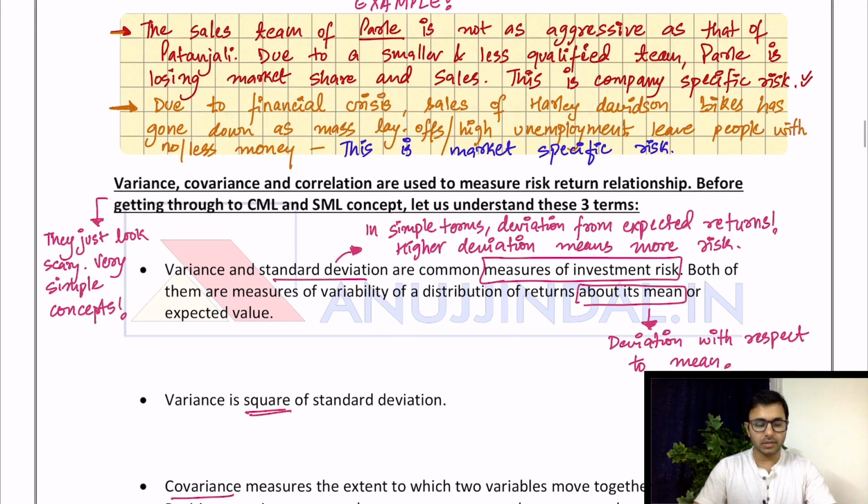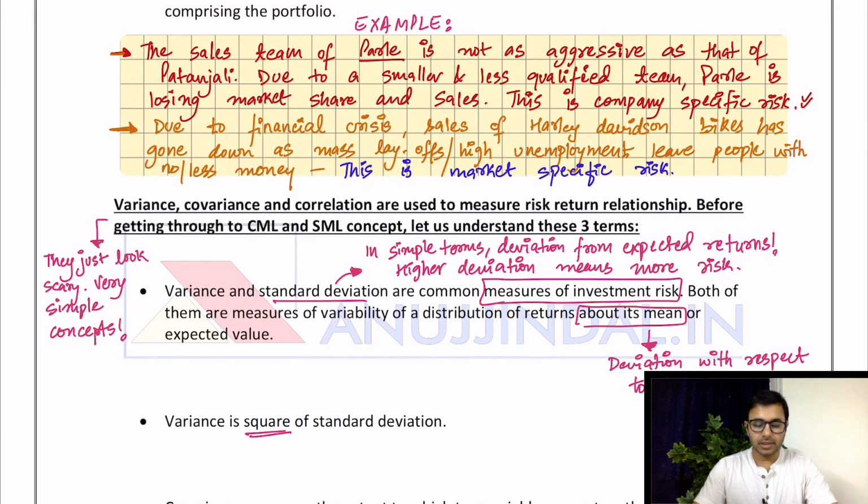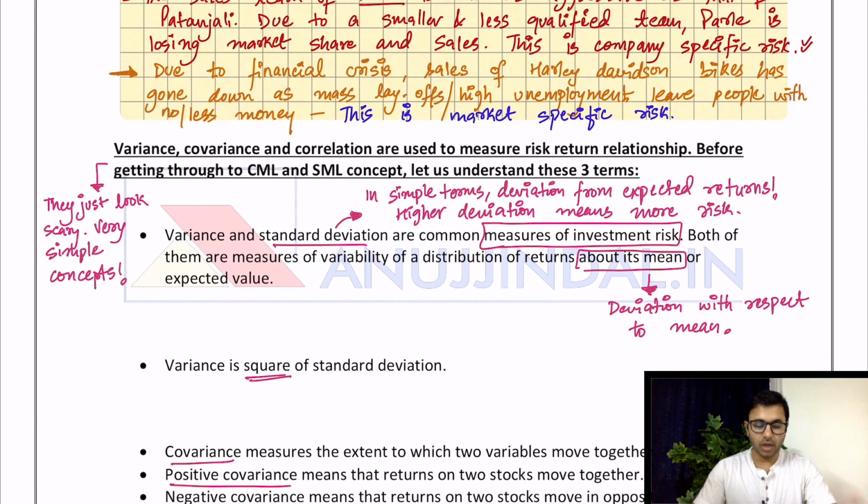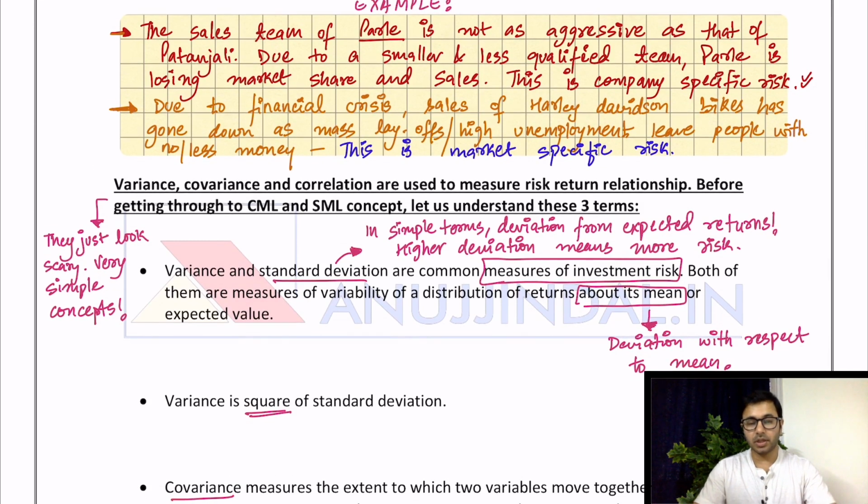On the other hand, the next example says due to financial crisis, sales of Harley Davidson bikes have gone down as mass layoffs or high unemployment leave people with no money or less money. This is market specific risk. Sales of Harley Davidson have gone down because of a high unemployment rate in the country, let's say the US, so people have less money or no money, and therefore they're not able to spend on luxury items like Harley Davidson.